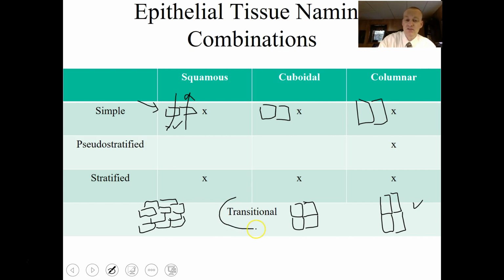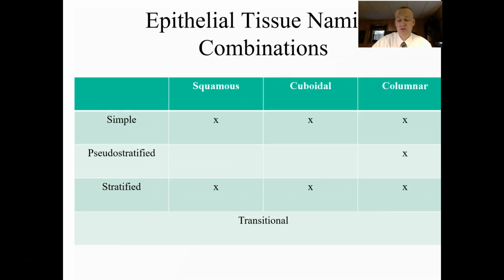Lastly, we have a transitional epithelium that doesn't fit any of the categories above, because the cells will change shape based on what the organ is doing. So one place you have transitional epithelium will be your urinary bladder, and when your urinary bladder is full, the cells look more squamous. When the urinary bladder is not full, the cells will look, you know, more column shaped or cuboidal shaped. So it changes shape based on the stresses that are applied to the tissue, and so therefore it doesn't fit any of the other categories.